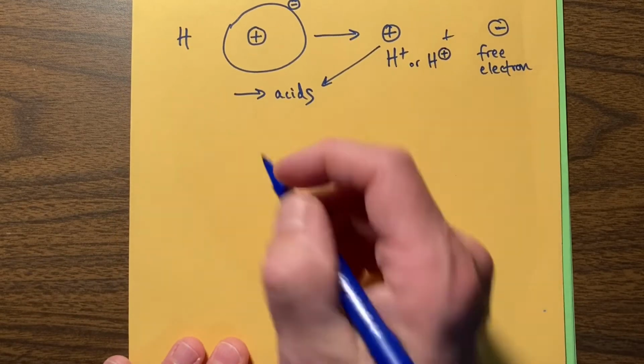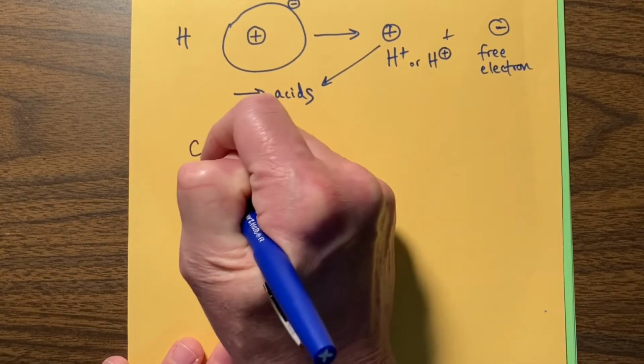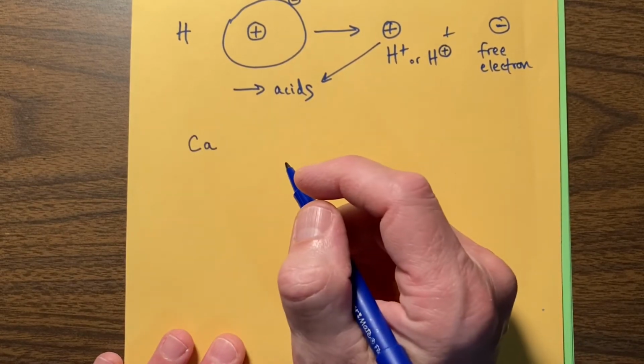So when you have an ionic compound, you can have an element like calcium. Now, what is calcium? Let's just draw a general picture of a calcium ion.